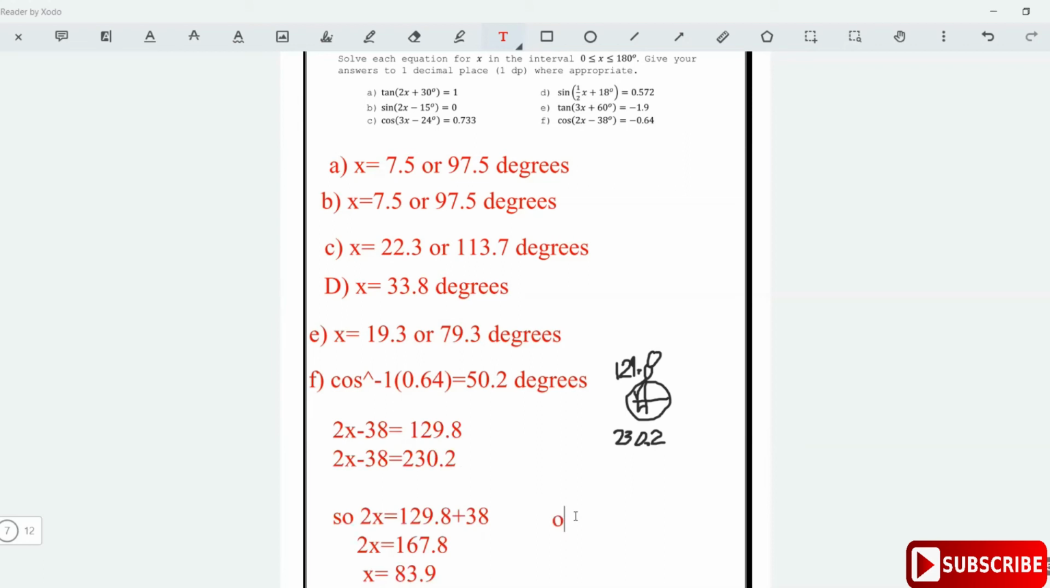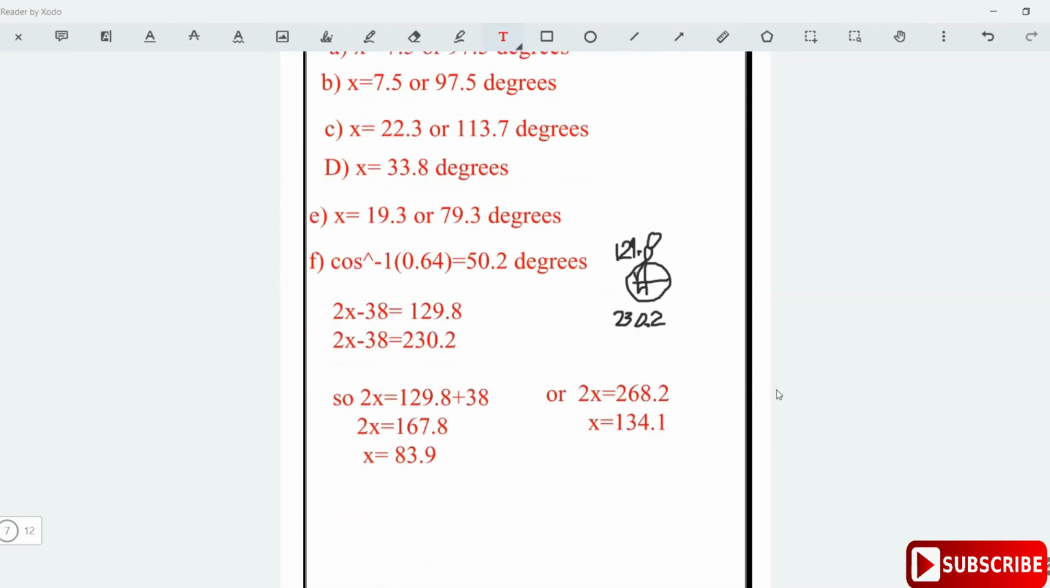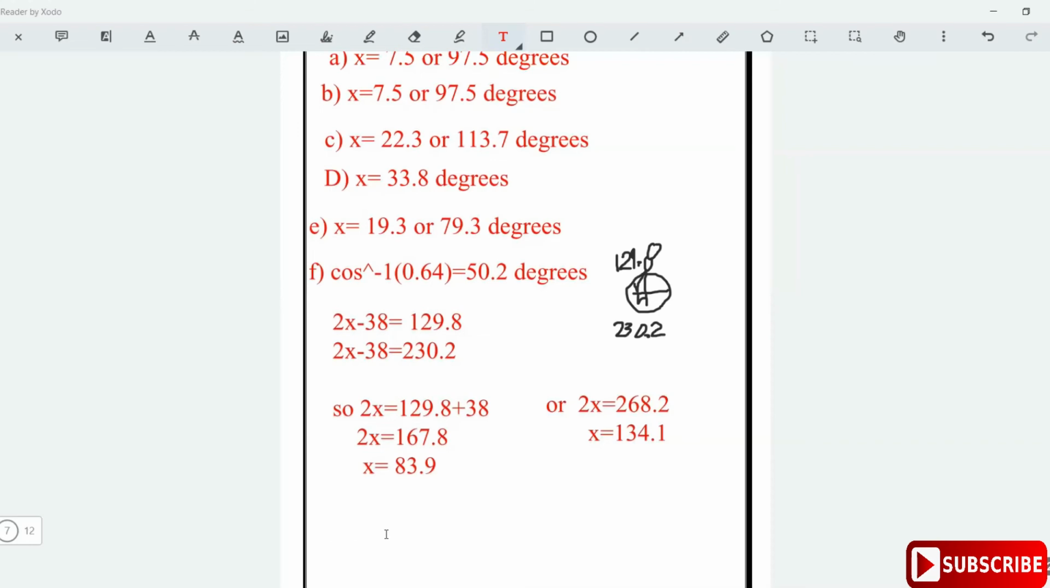Or over here, 2x would be equal to 230.2 plus 38, which is 268.2. Then we divide by 2 to get x is 134.1. So those are the two possible answers for part F. X is 83.9 or 134.1 degrees. So for F, you can write x is equal to 83.9 degrees or x is equal to 134.1 degrees.